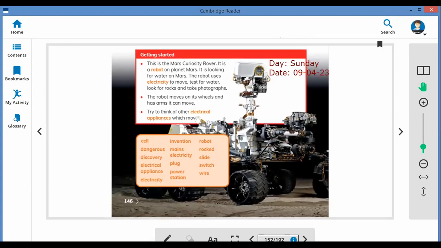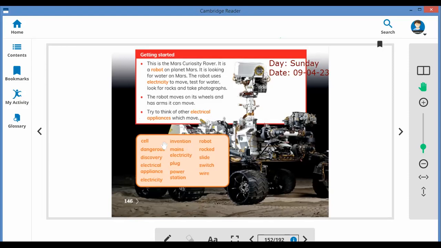Try to think of other appliances which move. Which other appliances move? Cars, they move. They also use electricity. They have a battery inside, so there is electricity inside. And what other things move? Airplanes, trucks. The moving things are also using electricity, and they are called electric appliances.